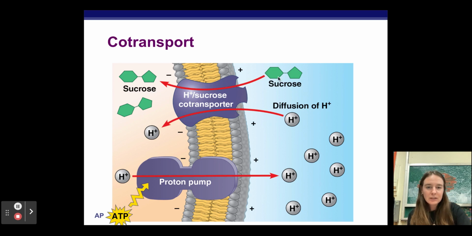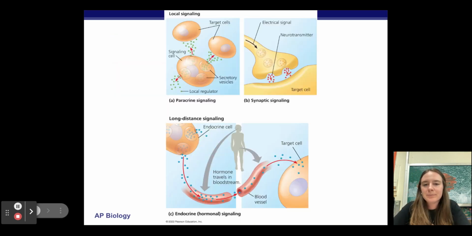But sugar is needed for other cells, like cells in the roots or other places that aren't able to photosynthesize. And so sucrose will be transported to these other cells that are not in the leafy green areas, and they need to get in. In order for them to get in, they need to use this co-transporter protein. All right, so we're almost done here.